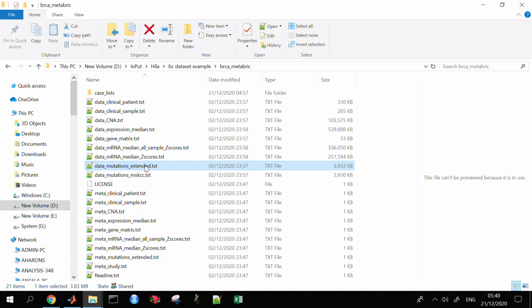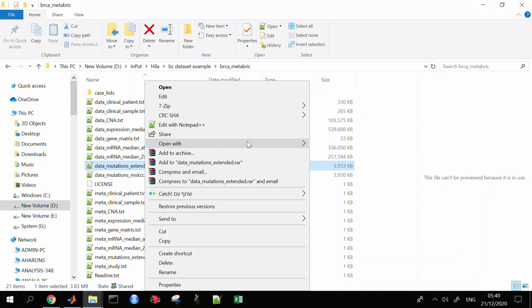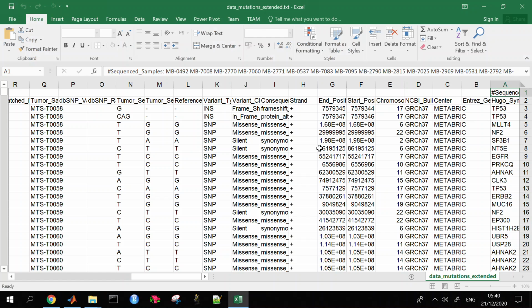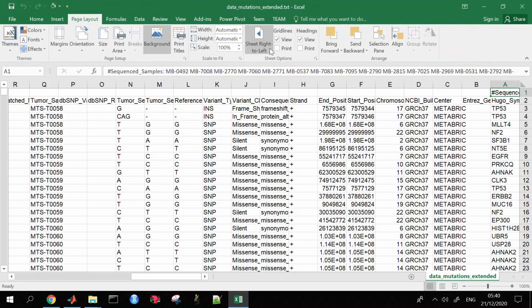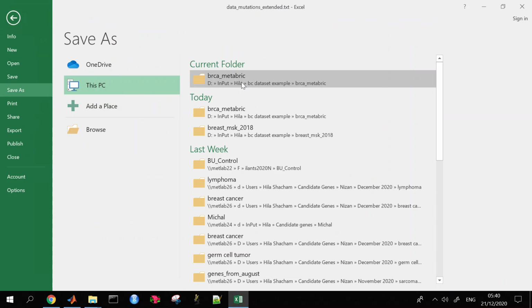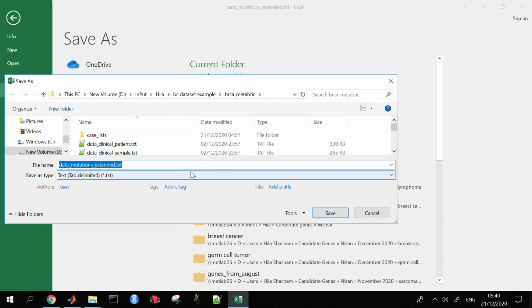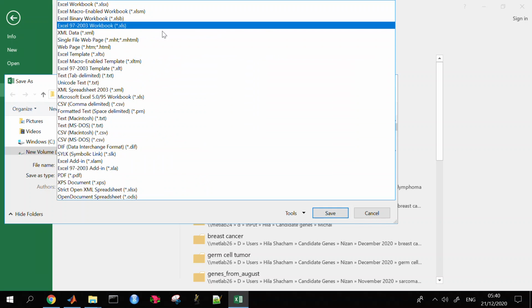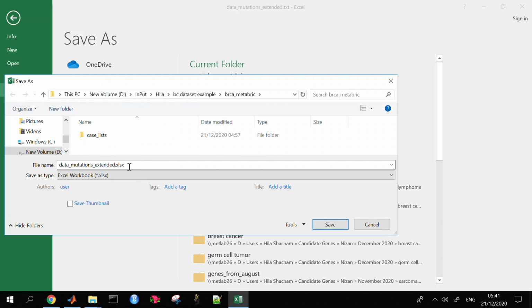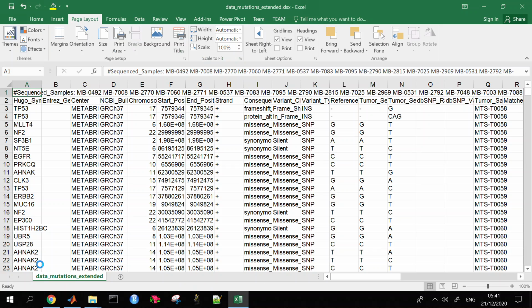Oh, and I didn't save the file, so let's just show an example of saving the file. Let's save as, and you need to save the file as an Excel file, XLSX.